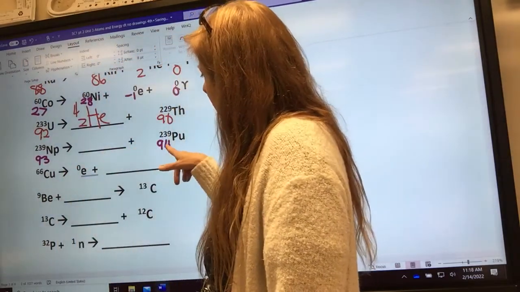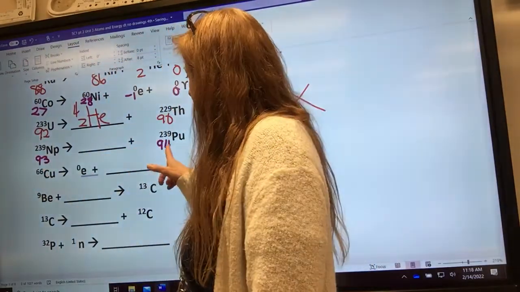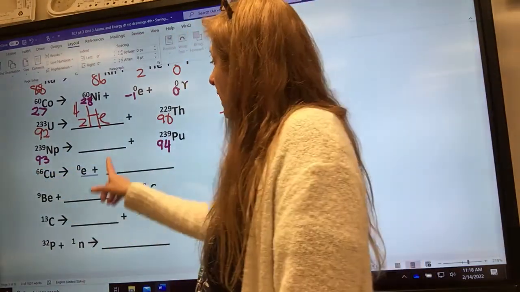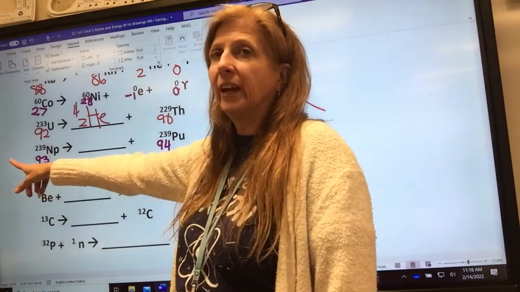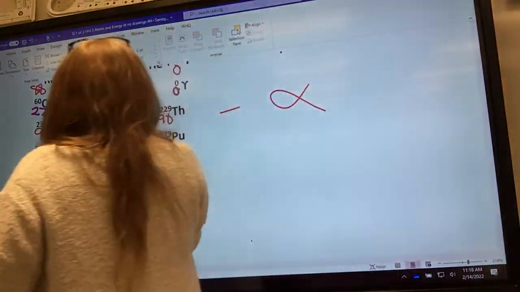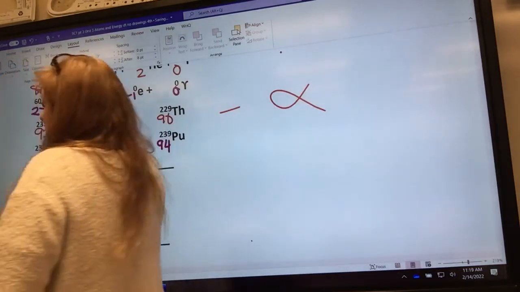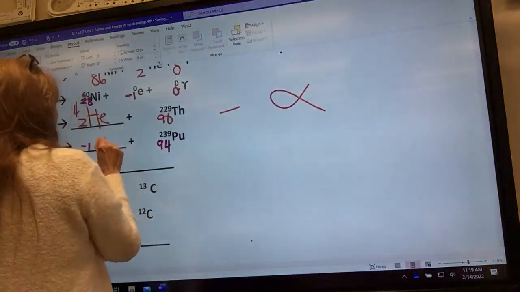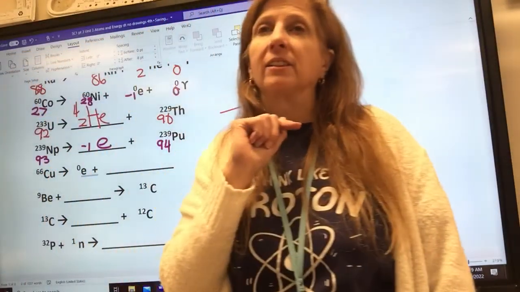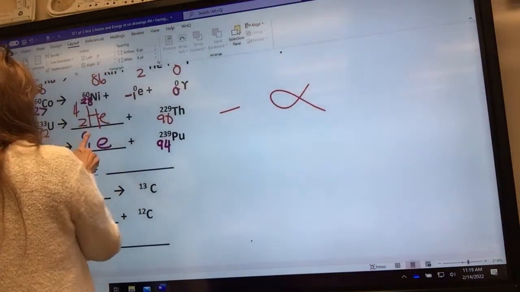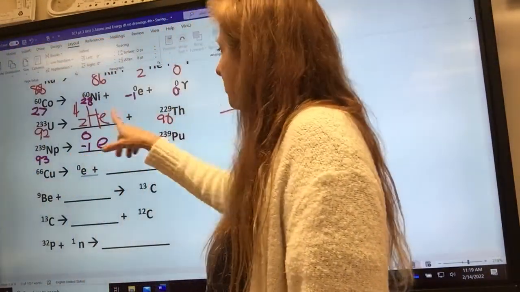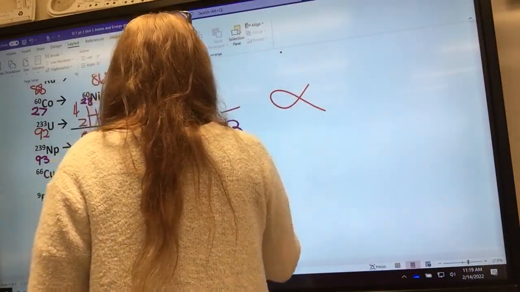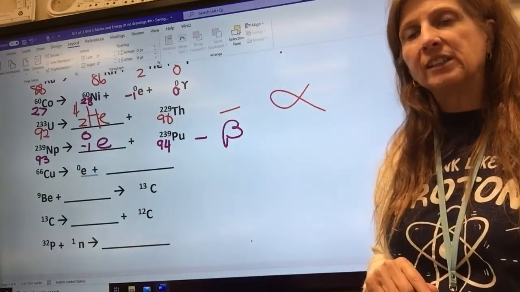What is going to make 94 and 93 equal? What do you do to 94 to get 93? Plus 1? Plus 1 is 1 plus 94, 93. Minus 1. You subtract 1. So it's going to be minus 1. Which particle has a minus 1 right there? An electron. And what mass does an electron have? 0. Now let's see if the top works. Is 0 plus 239, 239? Yes. And this is beta decay.